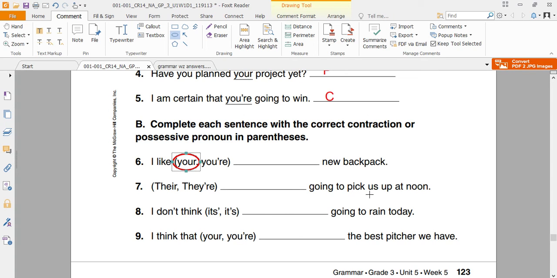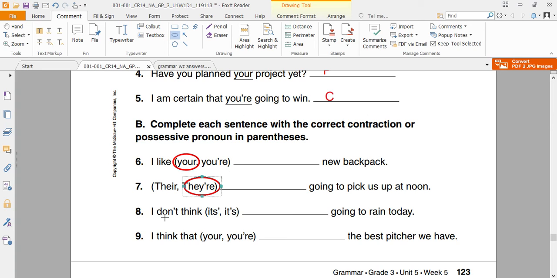Number 2. They're going to pick us up at noon. Look at "going" here. It's an action. It has -ing. This means we are going to choose a pronoun and verb. They're going.